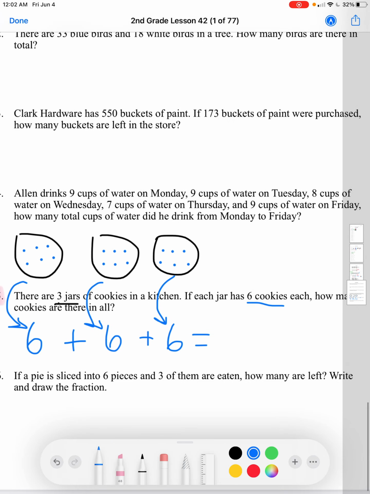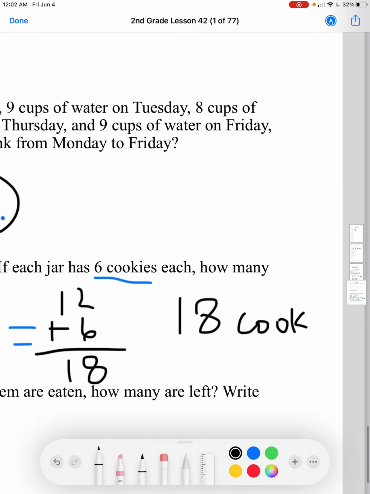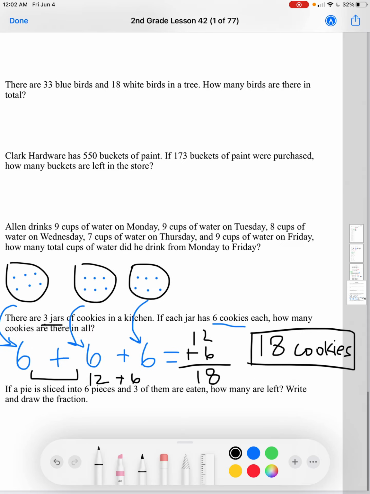Let's add 6 plus 6 equals 12. Then we're going to add this 6. 2 plus 6 equals 8. Bring down the 1. There are 18 cookies in all. And that is the answer.